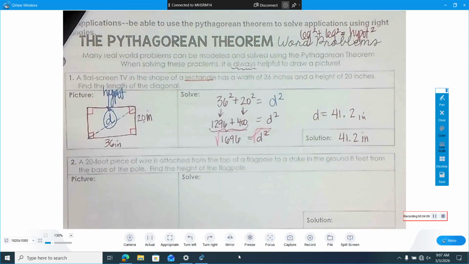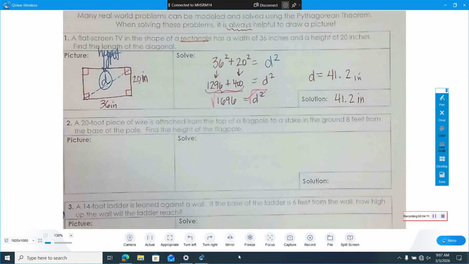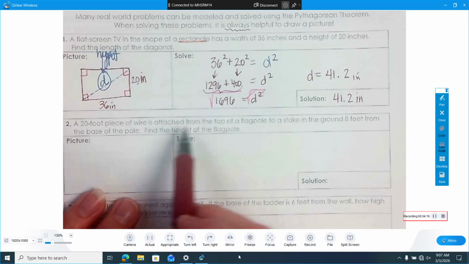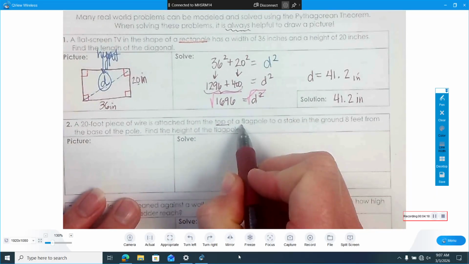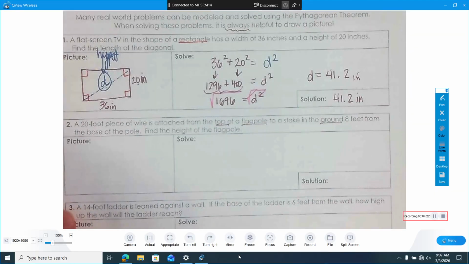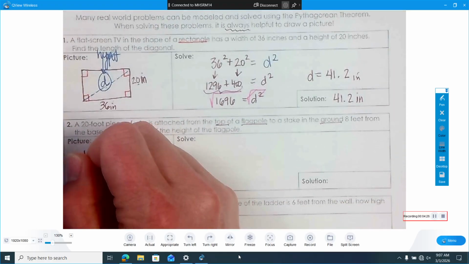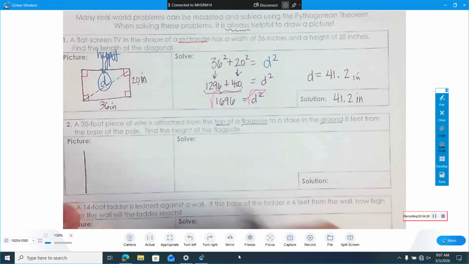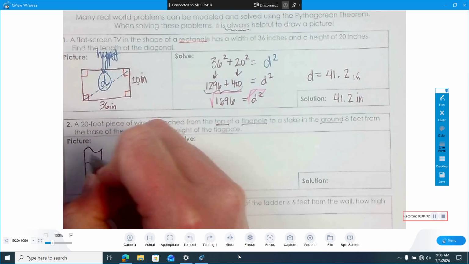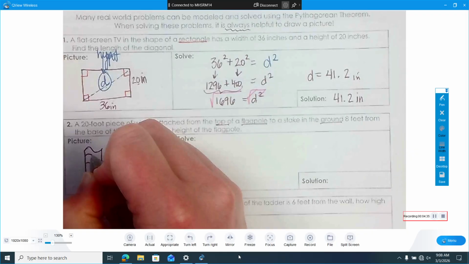Let's look at number two. Number two. A 20-foot piece of wire is attached from the top of a flagpole to a stake in the ground 8 feet from the base of the pole. So I'm going to draw a pole, a flagpole. So there's my flagpole. Here's my little flag.